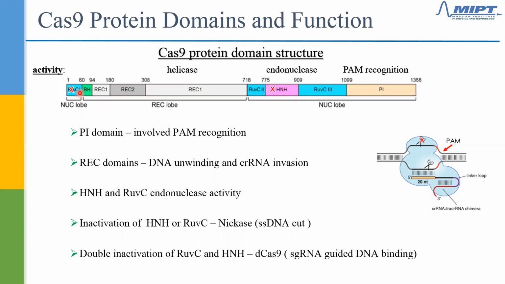And if you inactivate both of them, you will create so-called dead Cas9 and convert it into an sgRNA-guided DNA binding protein, making it basically analogous to other DNA binding proteins, but with a completely different mode of recognition. This also gets used a lot in using the CRISPR system for gene activation or gene repression by attaching repressors or activators, different effectors.